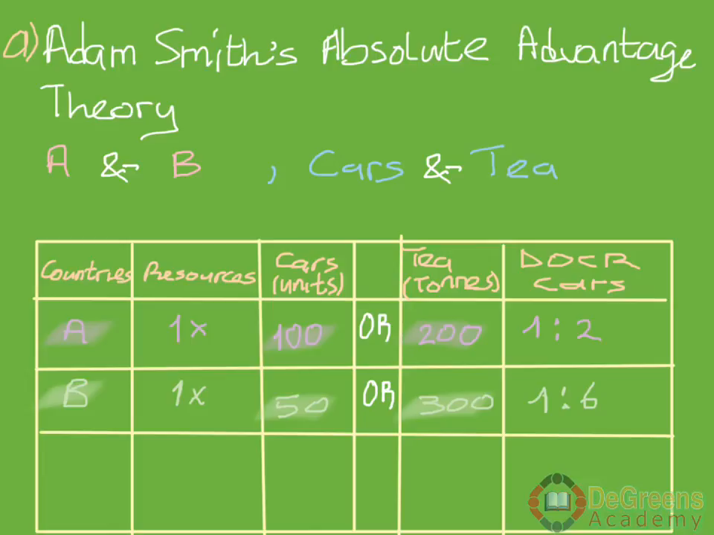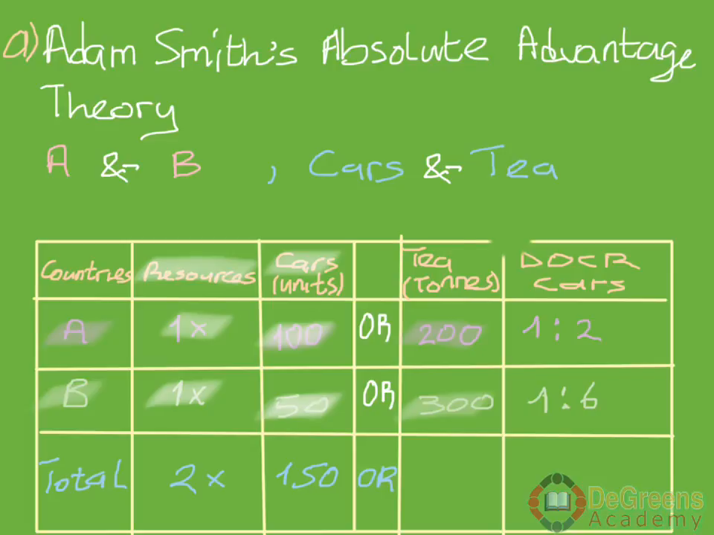You see the difference between A and B. So we'll look at the totals, the resources. If you add the total resources, 1x plus 1x will give you 2x. Add the total amount of cars produced in the end, that's cars for A 100 and cars for B 50, give you 150 cars produced in the end.